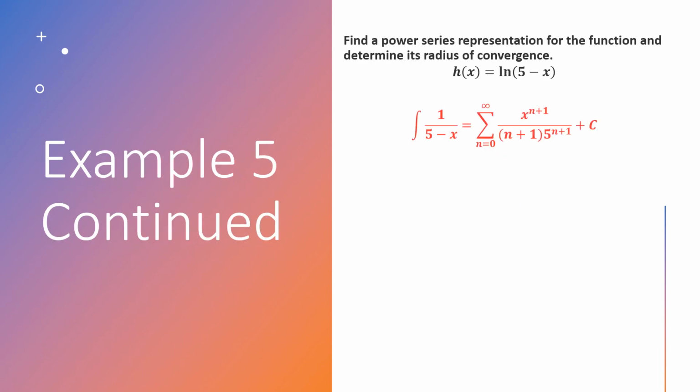All right, so let's continue. Again, there's my function. Now I need to figure out what the c is. Before I find the c, I'm going to negate it to get my actual function. Remember, the integral was negative ln 5 minus x, but if I want ln of 5 minus x, I need to take the negative integral. So that's going to give me c minus the sum from n equals 0 to infinity of x to the n plus 1 over n plus 1 times 5 to the n plus 1.